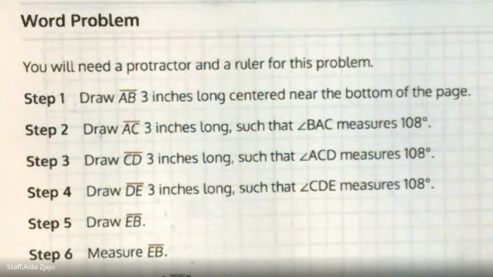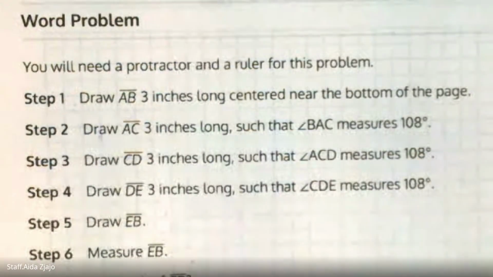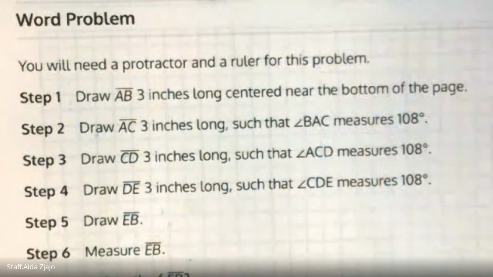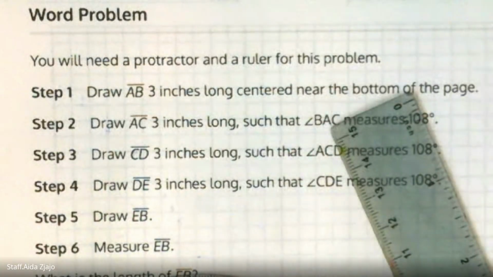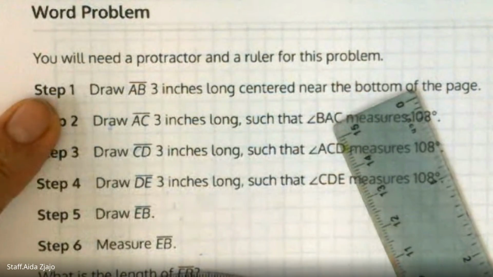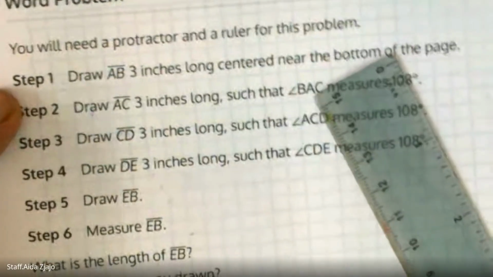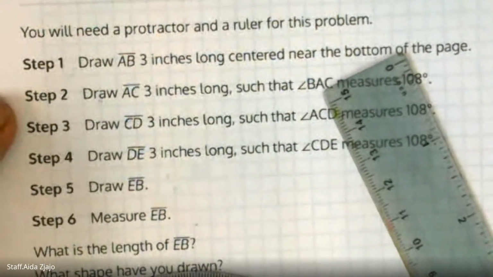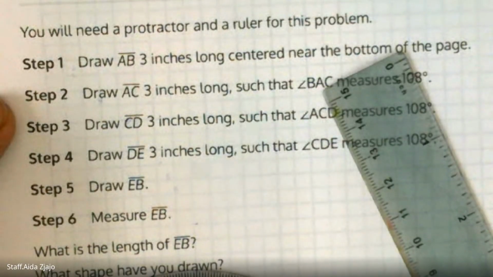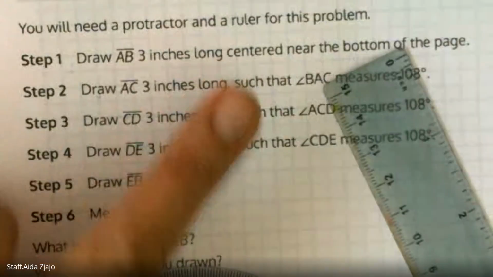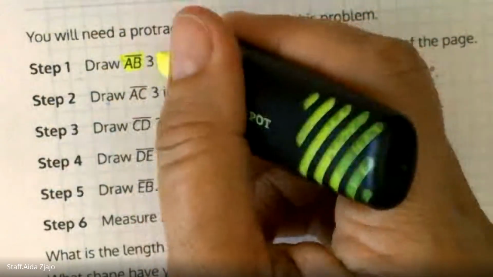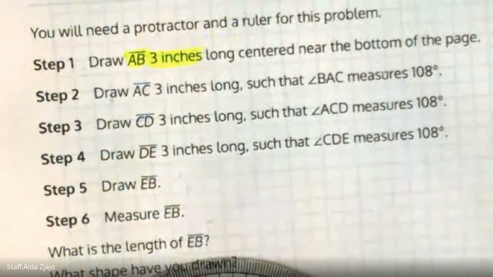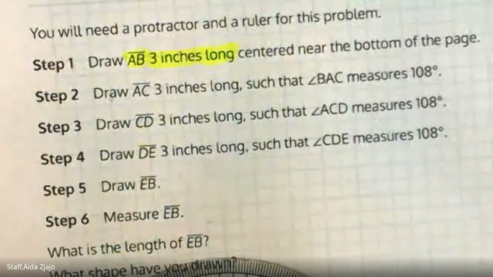You will need a protractor. A protractor is this, and a ruler for this problem. The problem should be done in steps. So you read each step, and then we draw what they ask us to do. Draw AB line segment 3 inches long, center it near the bottom of the page. So line segment 3 inches long, that's important, and it has to be on the bottom of this page.